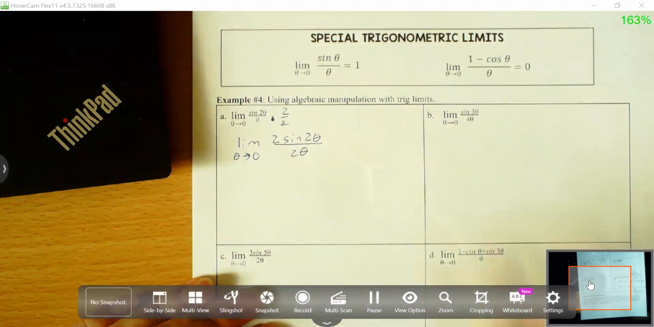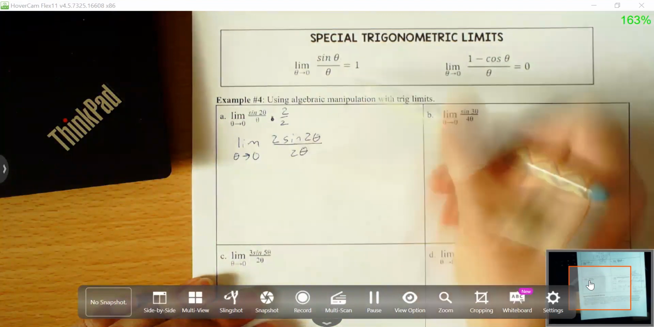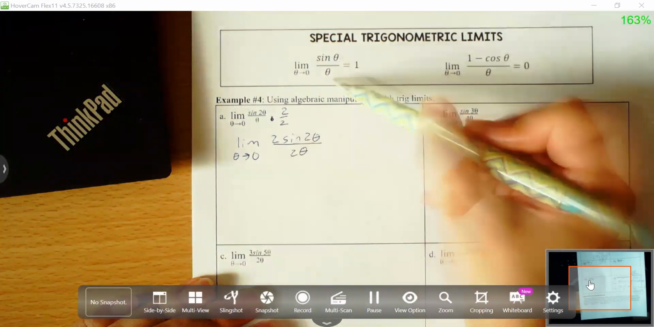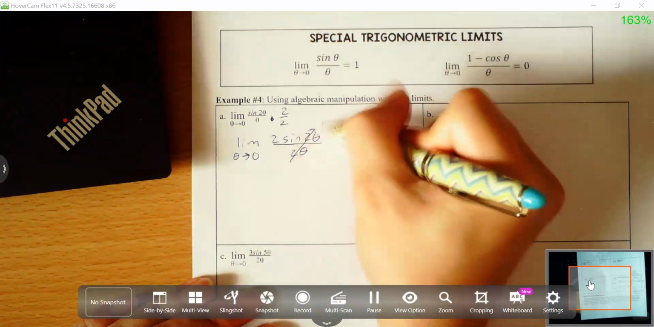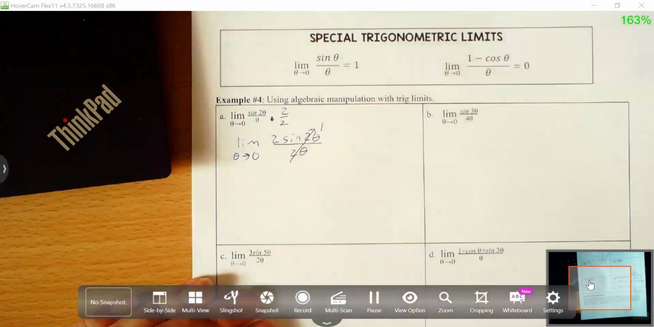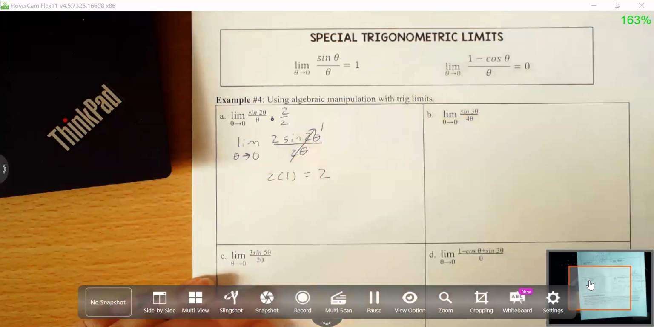Well, look what happens now. I have sine 2 theta over 2 theta. These angles match. So I know that this is equal to 1. So this is just 2 times 1 is equal to 2.